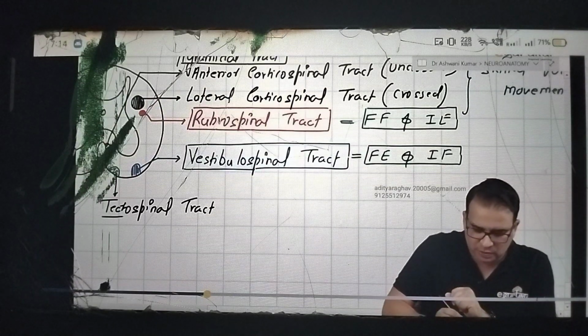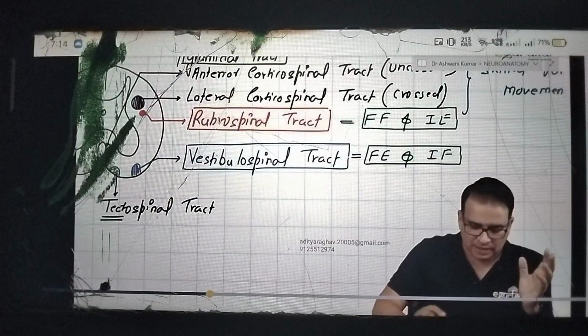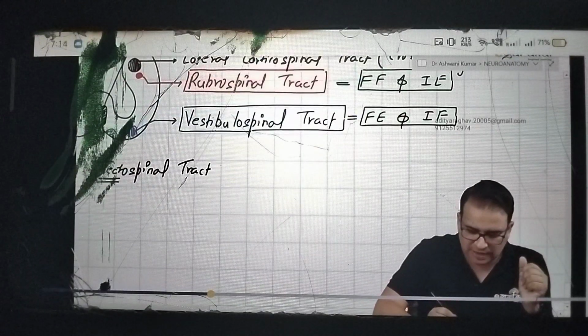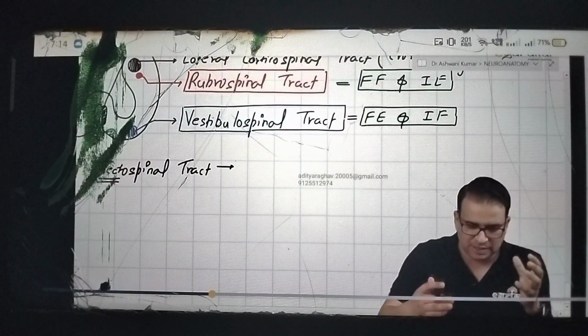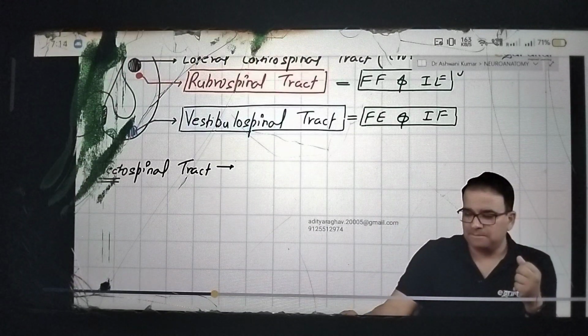So when you say the word tectospinal, look at the word tecto. Tecto came from tectum, and tectum is a part of the midbrain. Now let me write the function first before we go any further. The tectospinal tract function is that it basically coordinates the head and neck and eyeball movement based on any visual stimulus.